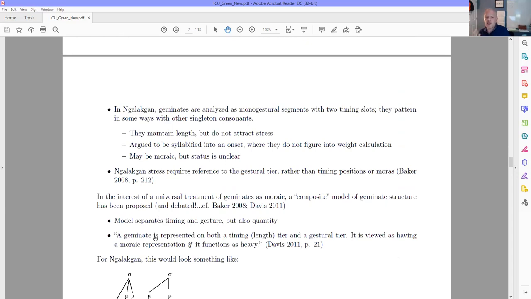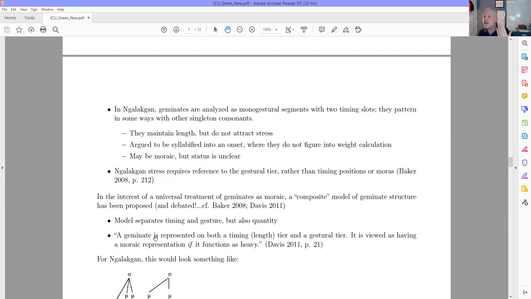Baker accounts for this by proposing that Galakan geminates are monogestural segments that are associated with two timing slots, and they pattern in some ways with other singletons. That is, they're able to maintain their length, but they don't attract stress. And so he gets around this patterning by arguing that they're syllabified into an onset, and in that position, they don't figure into a weight calculation.